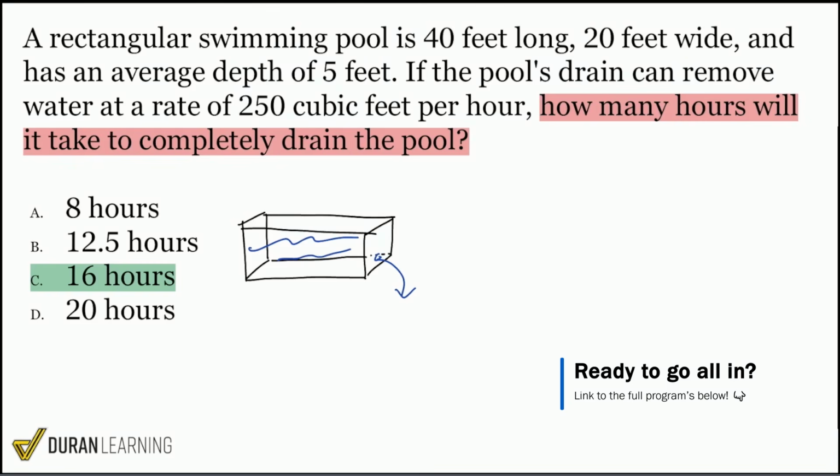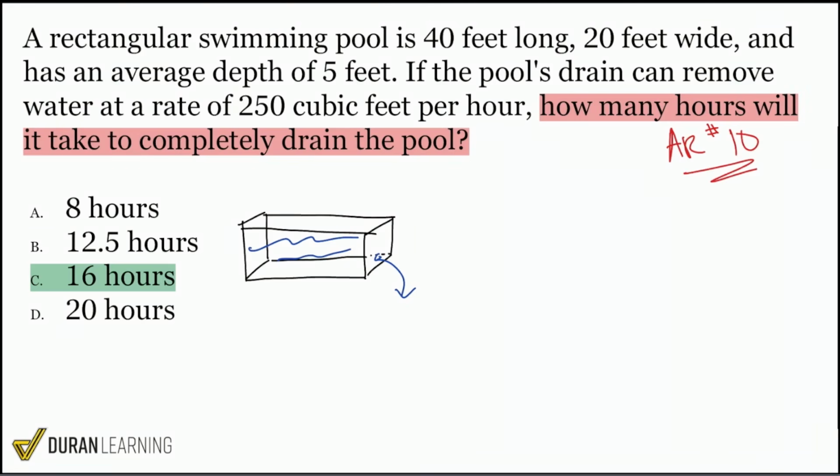It can be modeled in that way as a rate word problem, but at the same time, we're mixing in volume. So this is going to be found in arithmetic reasoning, unit number 10, for volume word problems. And let me show you why that's the case.